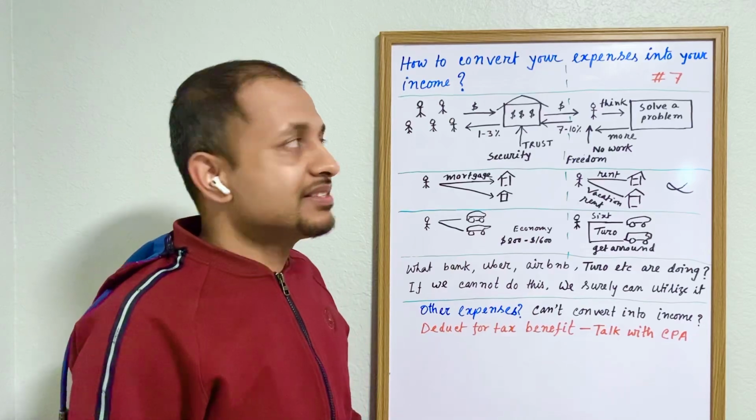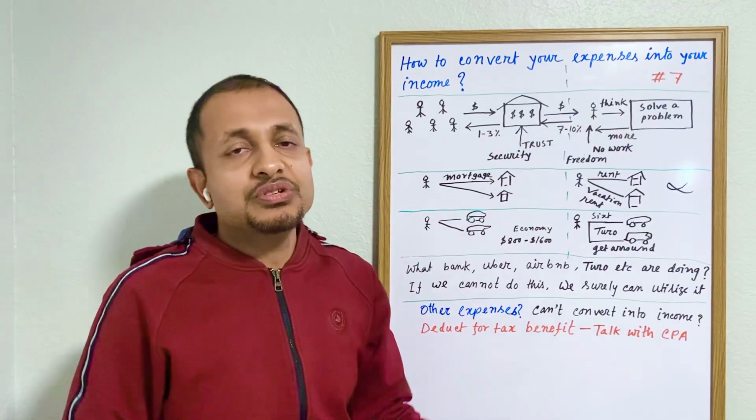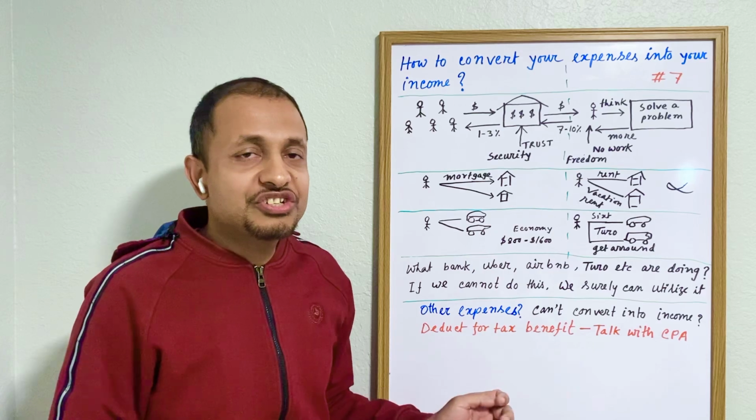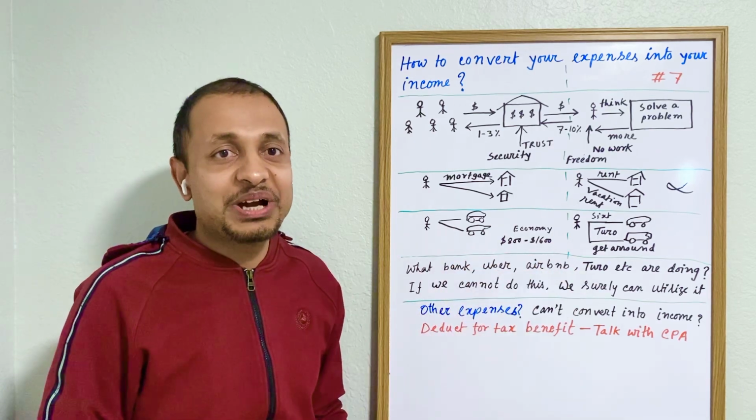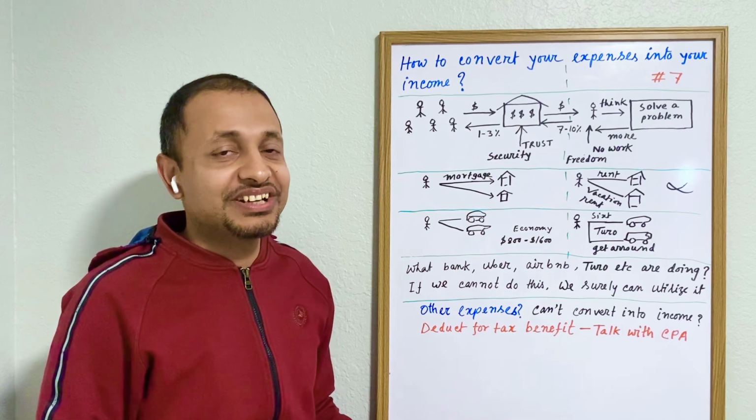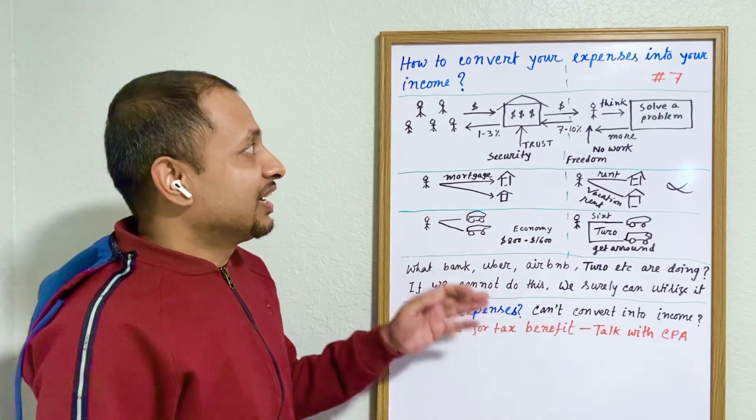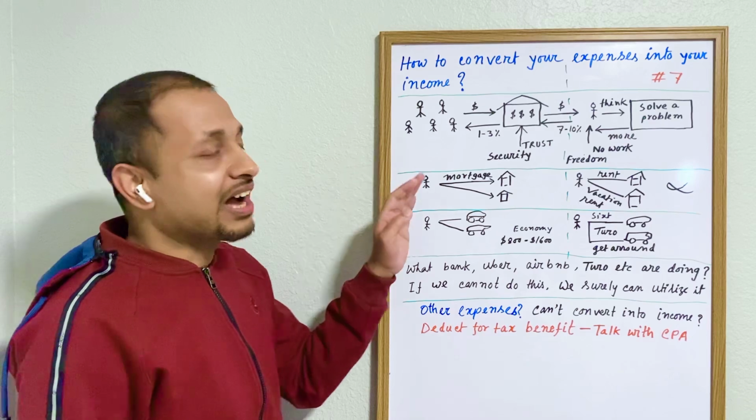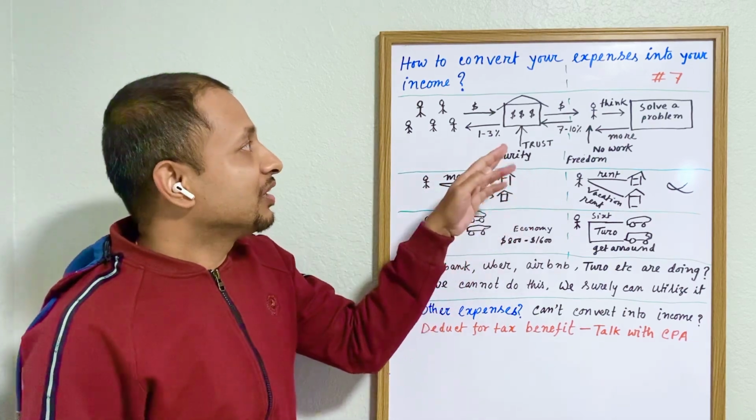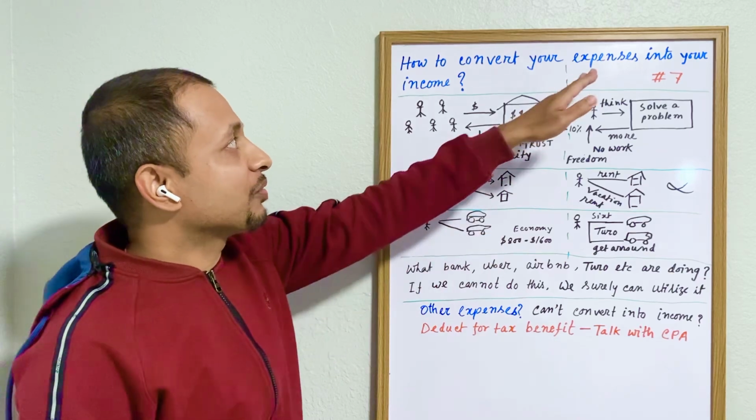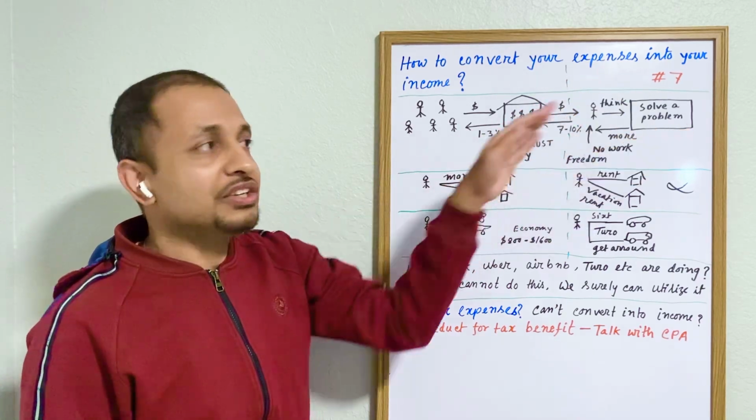Hi guys, this is our lesson 7 and today we'll talk about an interesting topic: how you can convert your expenses into your income. That sounds interesting, right? So let's get into it. The very first thing we'll understand is how money works in the banking system, to explain how we can convert expenses into your income.